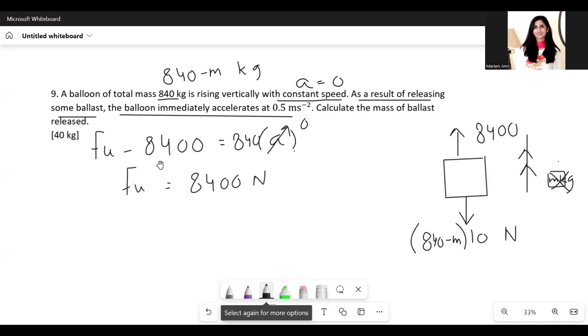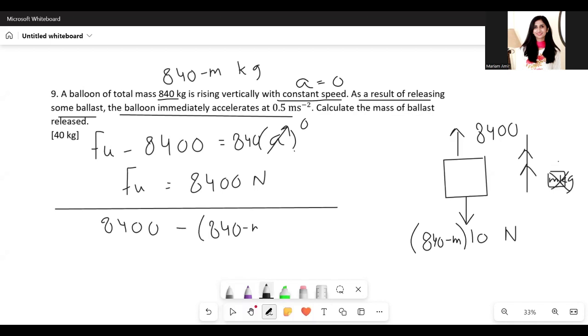Calculate the mass of the ballast released. So same formula, forward force minus backward force is equal to ma. So forward force is the upward force, since forward force is the force in the direction of motion, minus backward force, or the downward force in this case, is equal to mass times acceleration. The new mass is 840 minus m, and acceleration is 0.5. Let's solve this to find the value of m.